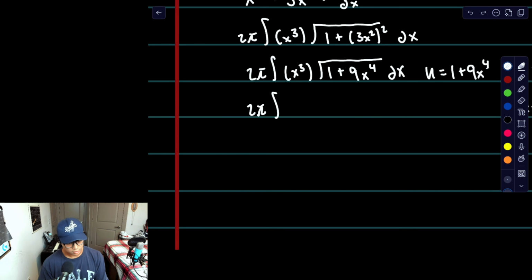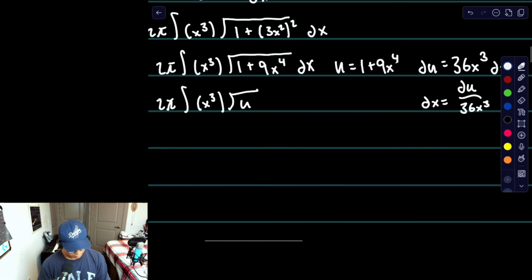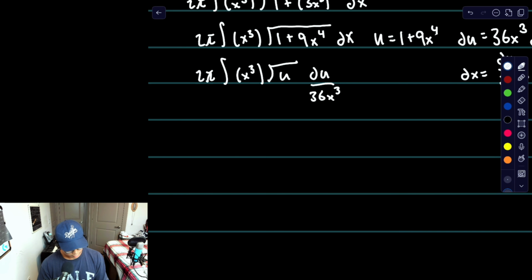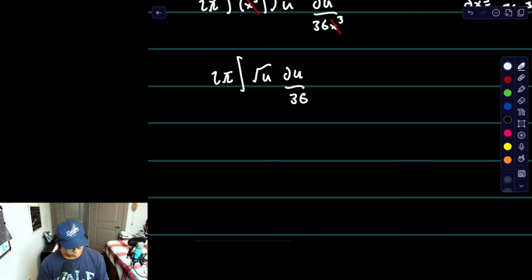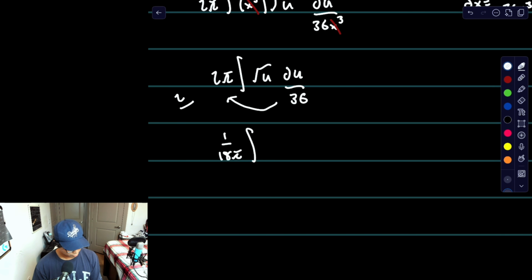So plugging that in gets us the integral of x cubed times the square root of u, and then we'll substitute our dx for du over 36x cubed. We cancel out our x cubes, which simply gets us 2 pi times the integral of the square root of u times du over 36. Now we could just take out a 1 over 36, so let's say 1 over 18 pi, which all I did was simplify this 2 over 36, times the square root of u du.